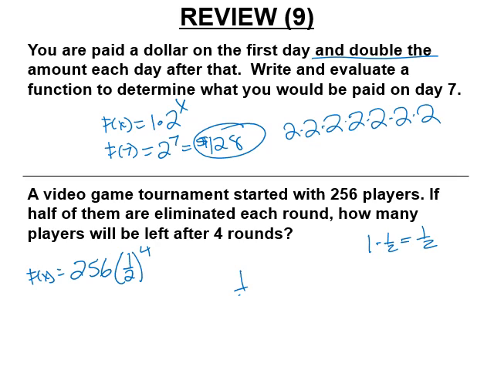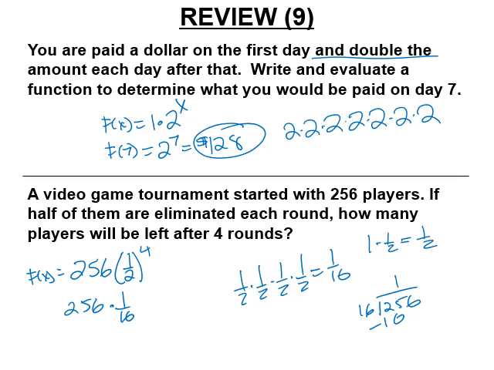So 1/2 times 1/2 is 1/4, 1/8, and that's 1/16. So it's 256 times 1/16. So we better see how many times 16 goes into 256. And I'm getting 16 and 96. Let's see. Is that 16 times? Yeah, it is. So we have 16 players left after 4 rounds.